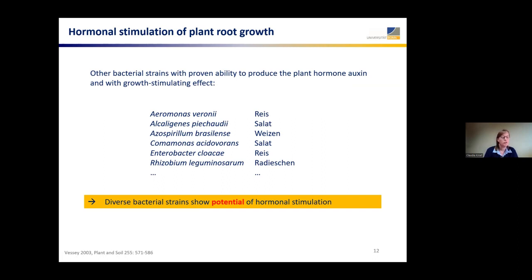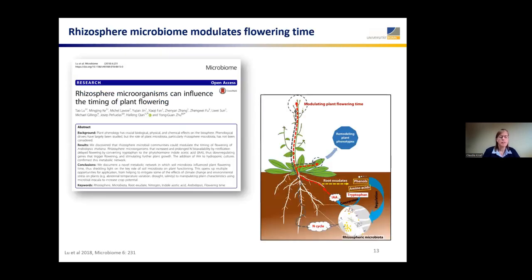Does this play a major role? Is this of minor importance? Do the microbes produce auxin under field conditions? This still remains to be clarified in more detail. However, hormonal stimulation of plant growth is not the only aspect. There are more recent research efforts that have shown, for example, that the rhizosphere microbiome, via auxin production, is also capable of modulating flowering time.